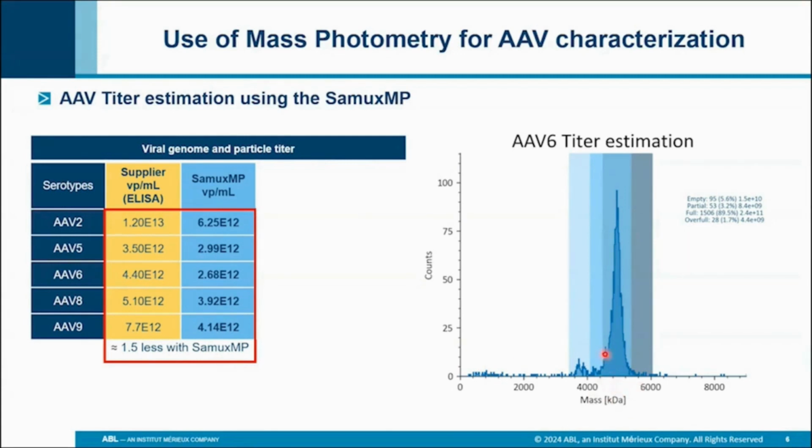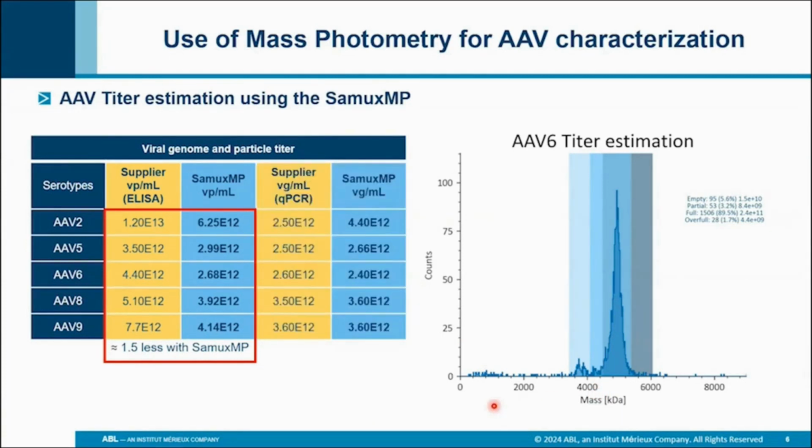Then if we focus on the full peak, we can actually extract the viral genome titer in VG per ml. So we did that for all the standards, and then we compared them with the qPCR data that we had from the supplier. And here, we were very happily surprised to see that they were the same as expected.